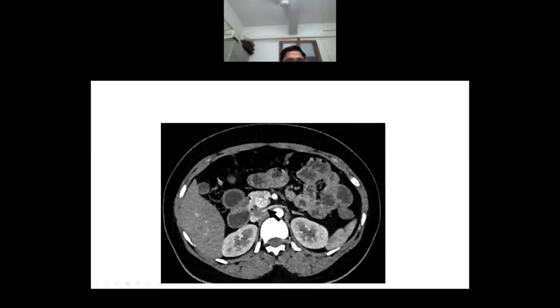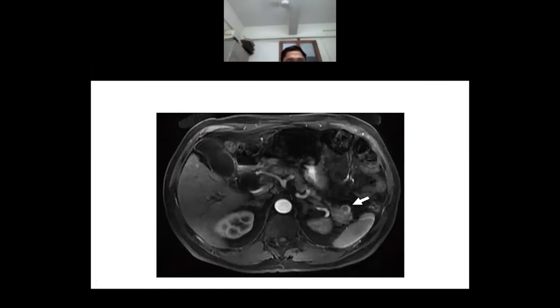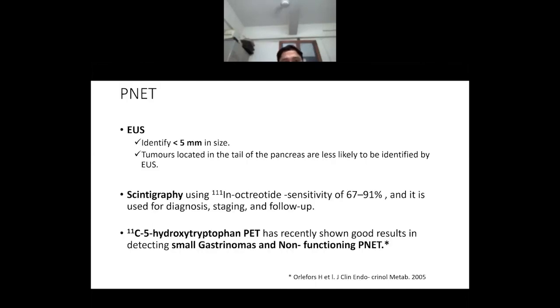And this is the MRI scan showing an incidentally detected pancreatic neuroendocrine tumor, hypervascular in the tail of the pancreas, with peripheral arterial enhancement. On endoscopic ultrasound, pancreatic neuroendocrine tumors are identified if small, less than 5 mm in size, and tumors located in the tail of pancreas are less likely to be identified by endoscopic ultrasound.